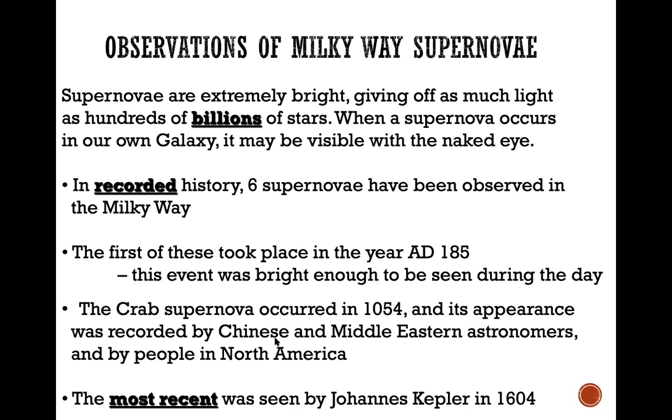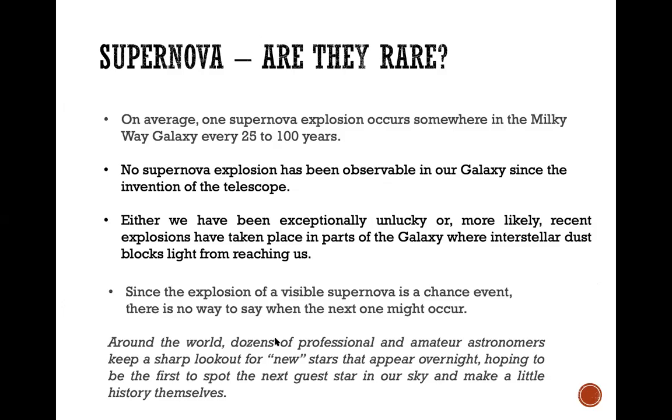And you can see that this event is quite rare, right? If you consider our own solar system. So it seems like it's rare. So let's see whether it's actually rare. On average, one supernova explosion occurs somewhere in the Milky Way galaxy every 25 to 100 years. Right? For every 25 to 100 years, there will be one supernova somewhere in our Milky Way.